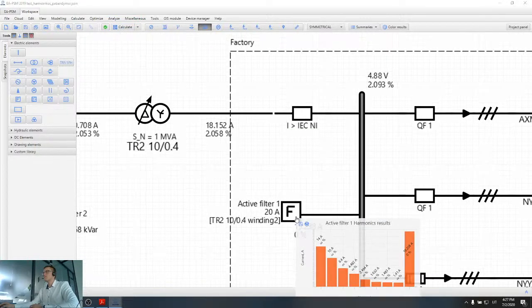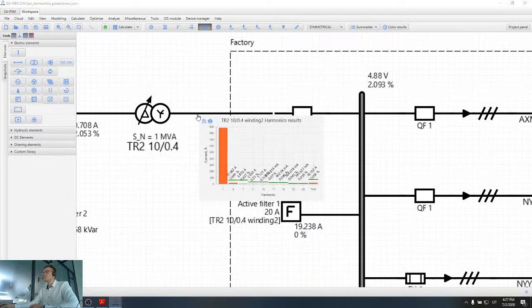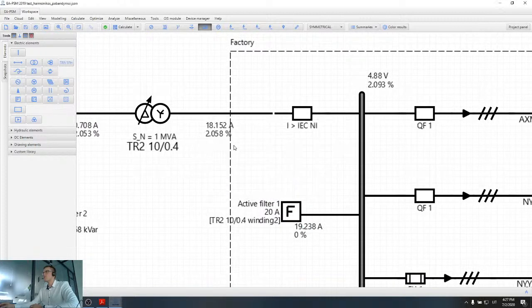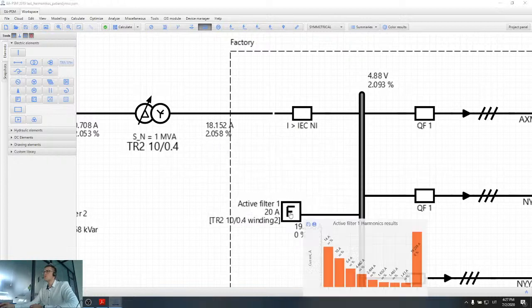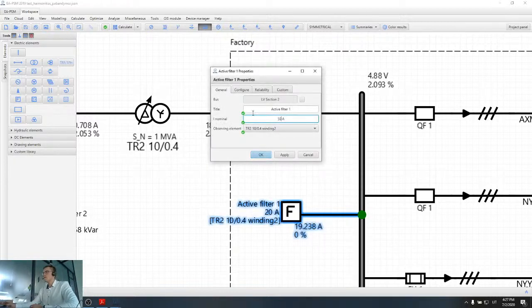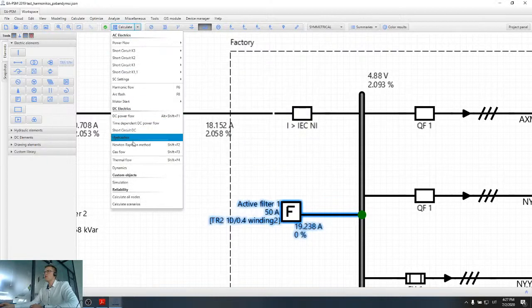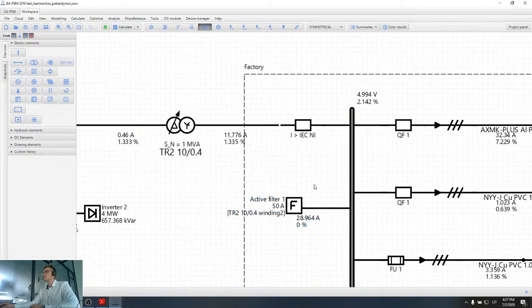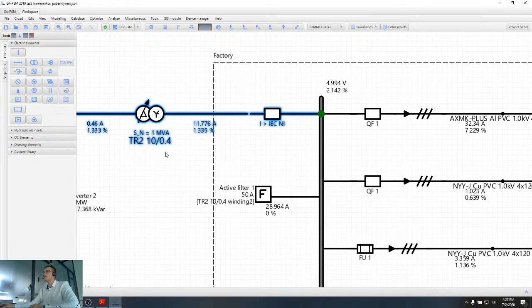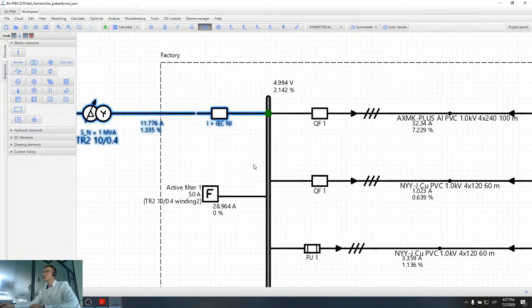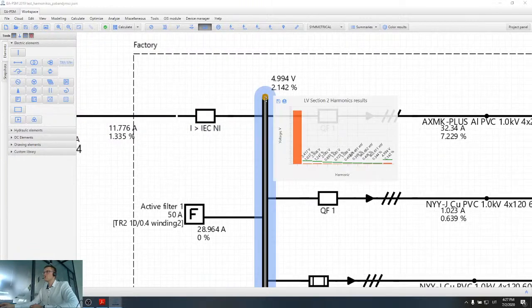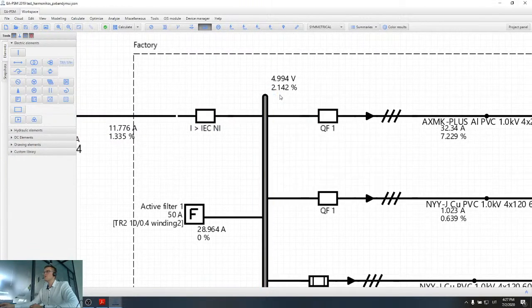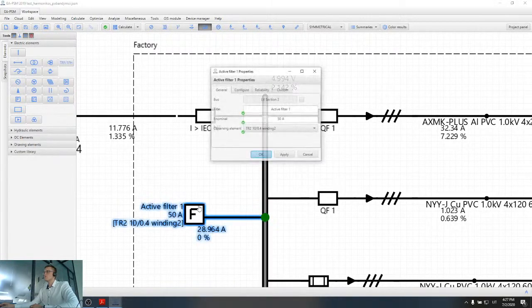I can see that after I selected the filter, my harmonic currents were reduced even more. I have only 2%, and if I make my filter even more powerful, harmonic currents can actually be reduced even more, to 1.3%. So basically we can see that harmonic currents in my transformer are reducing. However, we can also see that voltage harmonics in the busbar have exceeded the limit a little bit. So let's go back to 20 amps.